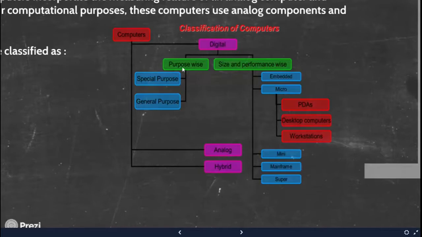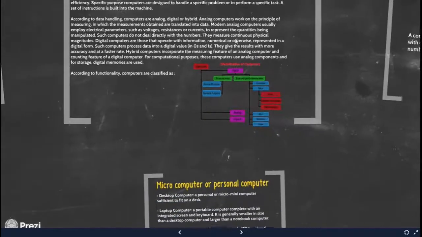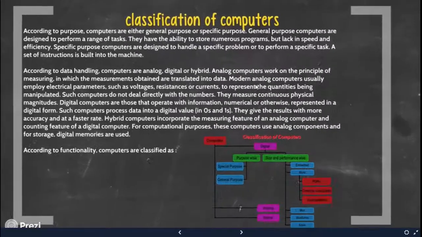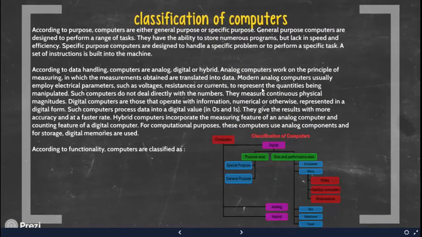Okay, so under digital, what does it serve? The purpose-wise, which is special purpose and general purpose, and size and performance-wise, is it embedded or is it micro, which has the PDAs, the desktop and workstations classified under it. And then next is mini, mainframe, or supercomputer. Okay, so that's the overview of the classification of computers.